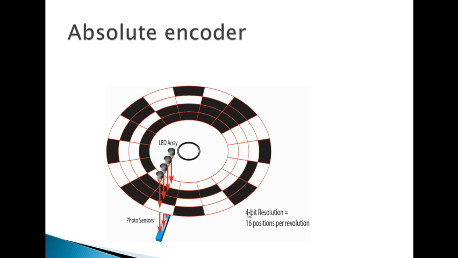Okay, if there are 3 tracks, then 2 raised to 3 is 8 positions per revolution. So as you increase the number of bits, the positions will increase, and as the positions increase, you get more accuracy. Okay, so this is the absolute encoder.